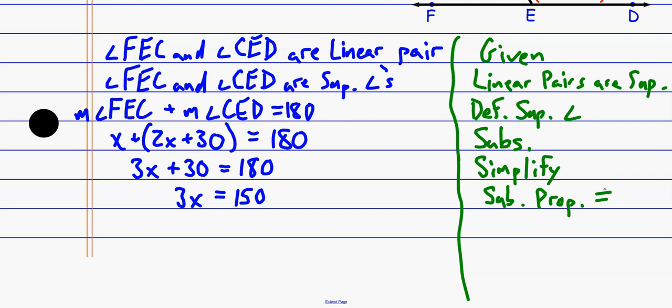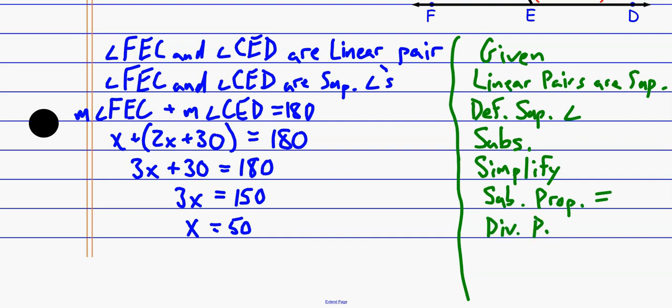Okay, subtraction property of equality. And now I'm going to divide each side by 3. I'm not actually going to write it, but when I divide each side by 3, I get a 50. Still, the justification is the division property of equality. And again, the subtraction and the division, you could do addition and multiplication. That would be fine.